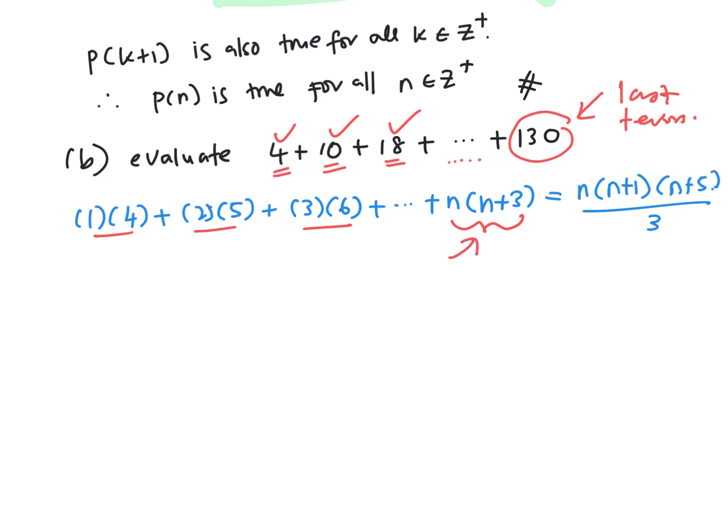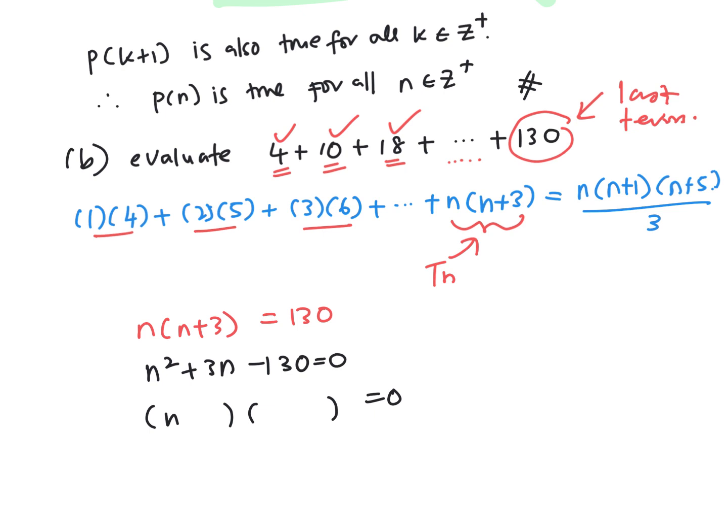Okay, so we can use the formula for this. Okay, the formula of Tn. Okay, this is actually the formula for Tn, the last one. Okay, so n plus 3 will be equals to 130. So from that we can get the value of n first. So n squared plus 3n minus 130 equals to 0. And then need to factor, so that it will be n minus 10 and also n plus 13, so that the answer is 10 and 13.